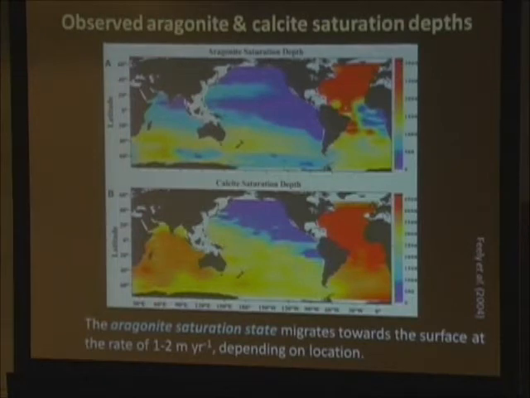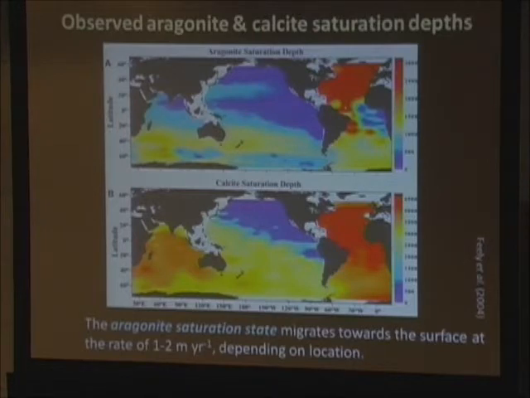So, aragonite and calcite saturation depths. The saturation horizon is the point at which calcium carbonate dissolves in the absence of other protective mechanisms. And what you'll notice is this depth varies throughout the world's oceans, but it's quite deep in the North Atlantic, on the order of 2,000 to 3,000 meters, but quite shallow in the North Pacific. The aragonite horizon can be as shallow as 100 meters in the coastal waters of Alaska. The saturation horizons are moving upwards towards the surface at the rate of about 1 to 2 meters per year.